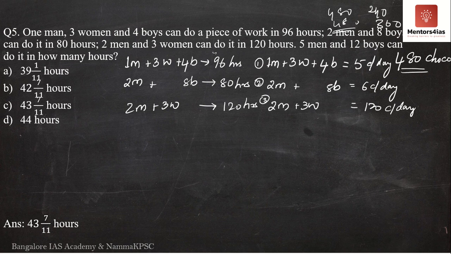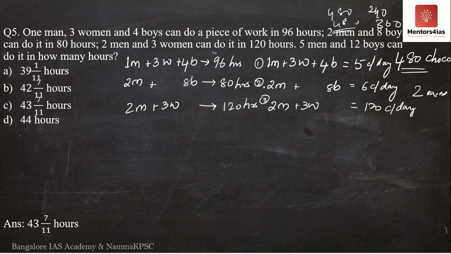Okay, now see here, the question is only asking for 5 men and 12 boys. I don't need women. I really don't need women. So I need two equations with only men and boys. Only then will I be able to solve it. Because if you have two simultaneous equations, you should have two unknown variables. Now here, since we have three unknown variables and three equations, but we don't need women, we have to eliminate women from the equations. So the idea is to get two equations with only men and boys. So how do we do that?